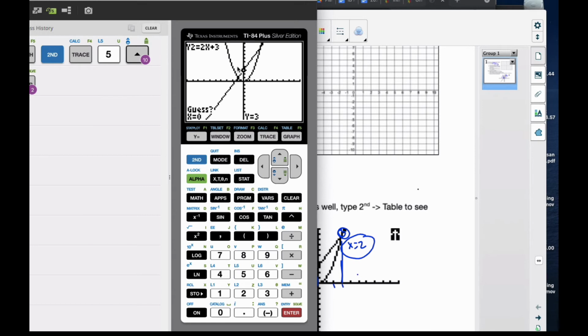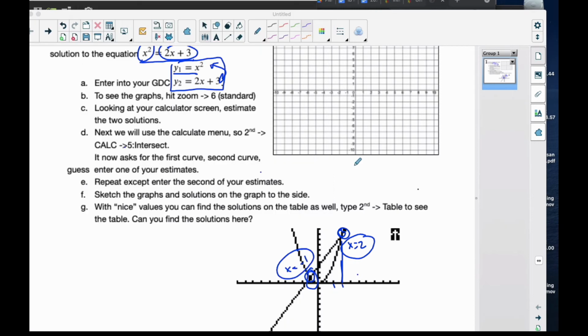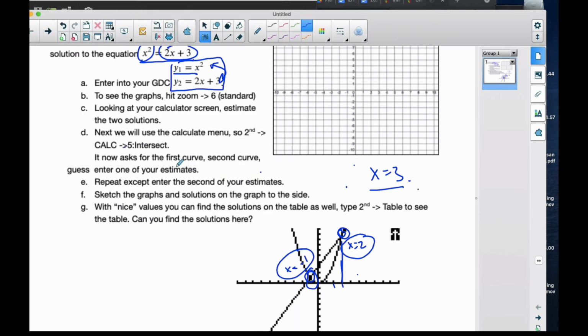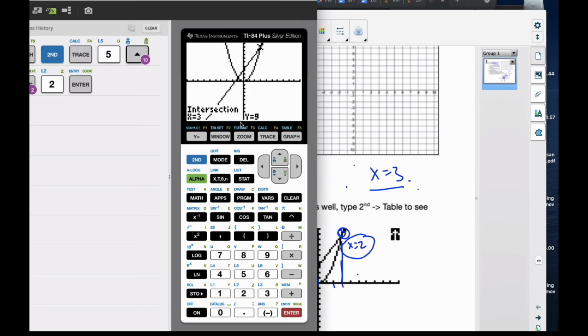Now it comes time for the guess. Well, I can see here that I estimated x equal to 2, so I'm going to type in 2, and the actual answer is 3. So I know that x is equal to 3 is one of my answers. I'm going to pause it there. I want you to pause the video now, and I want you to find the first one. Do it yourself. Pause it.